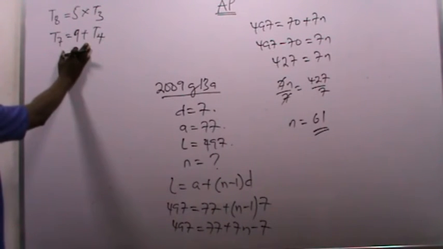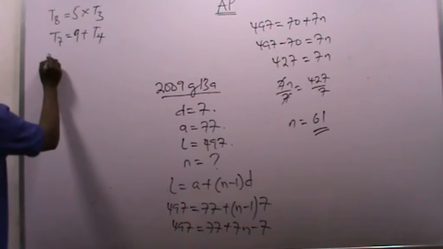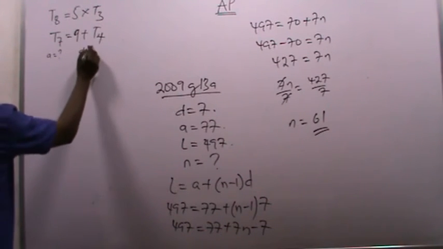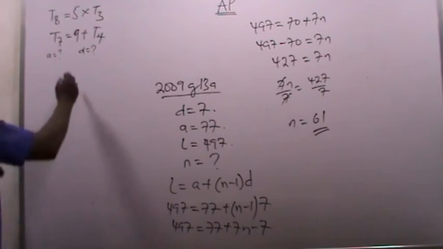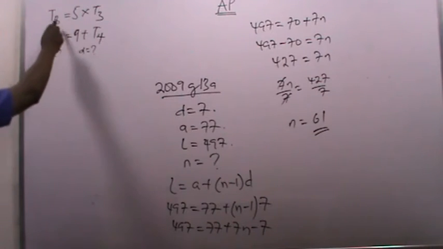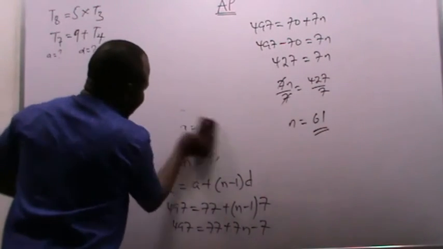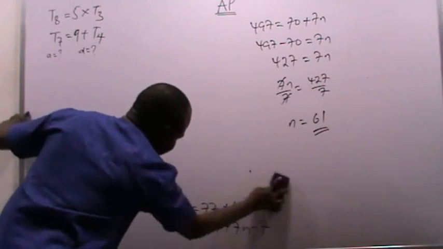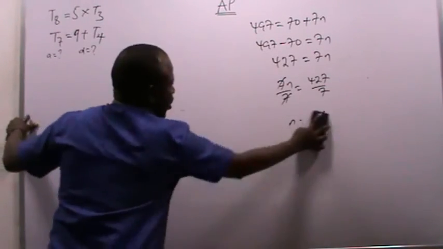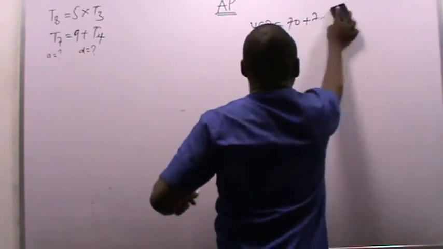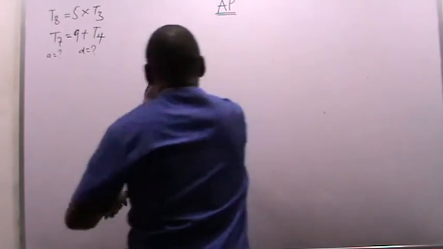For us to write the first 5 terms of this AP, we need to know A, we need to know D, which we are not told. But we are told what we have on the board, the equation we have on the board. Let's see how we're going to solve that.